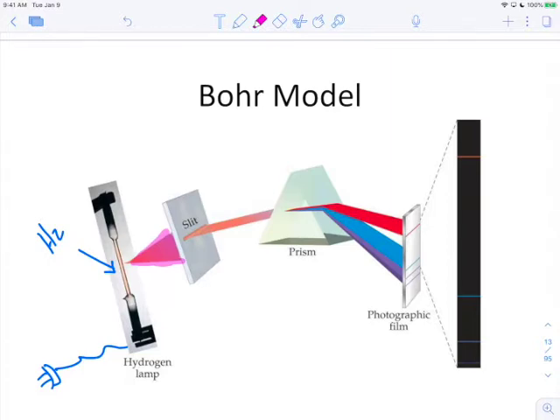And then what we do is we pass it through a slit and then through a prism. And what the prism does is it separates the light, because even though to us this lamp looks like it's giving off pink light, hydrogen itself doesn't actually give off pink light. It actually gives us 3 or 4 lights.